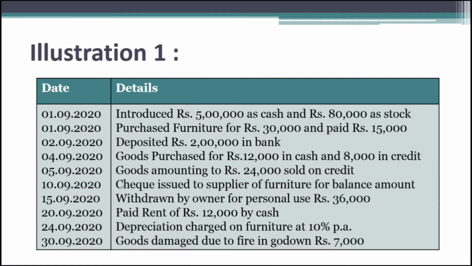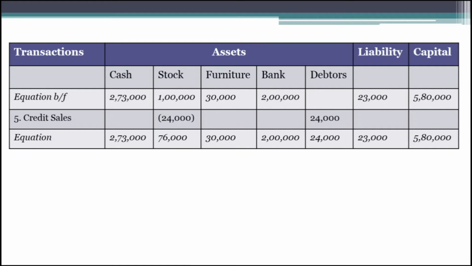Next, goods amounting to 24,000 are sold on credit. Now in this case, stock is moving out by rupees 24,000, so we decrease stock. And as debtors are increased by 24,000, we increase debtors. So the net impact lies in the assets column and the equation is balanced.